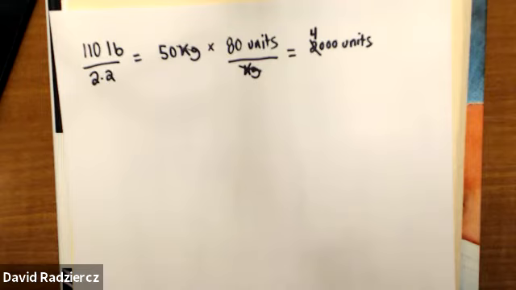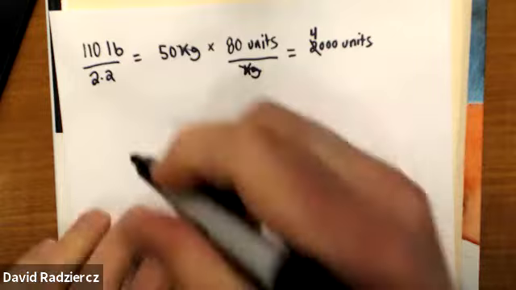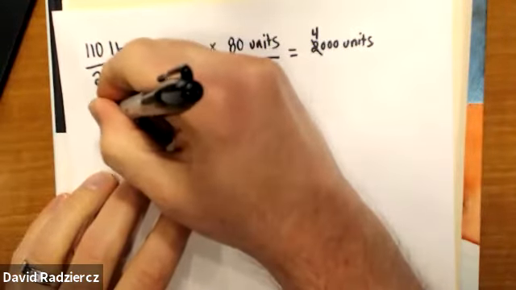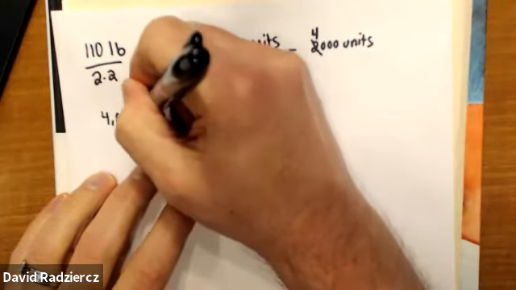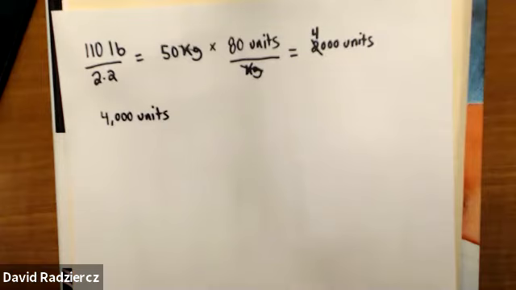Now the question says we need to calculate the number of milliliters. If it said calculate the number of units, we'd be done. But I need to calculate the number of milliliters. So I have 4,000 units, and I need to convert that to milliliters. Is there a way for me to do that? The answer is yes, it's in the protocol.